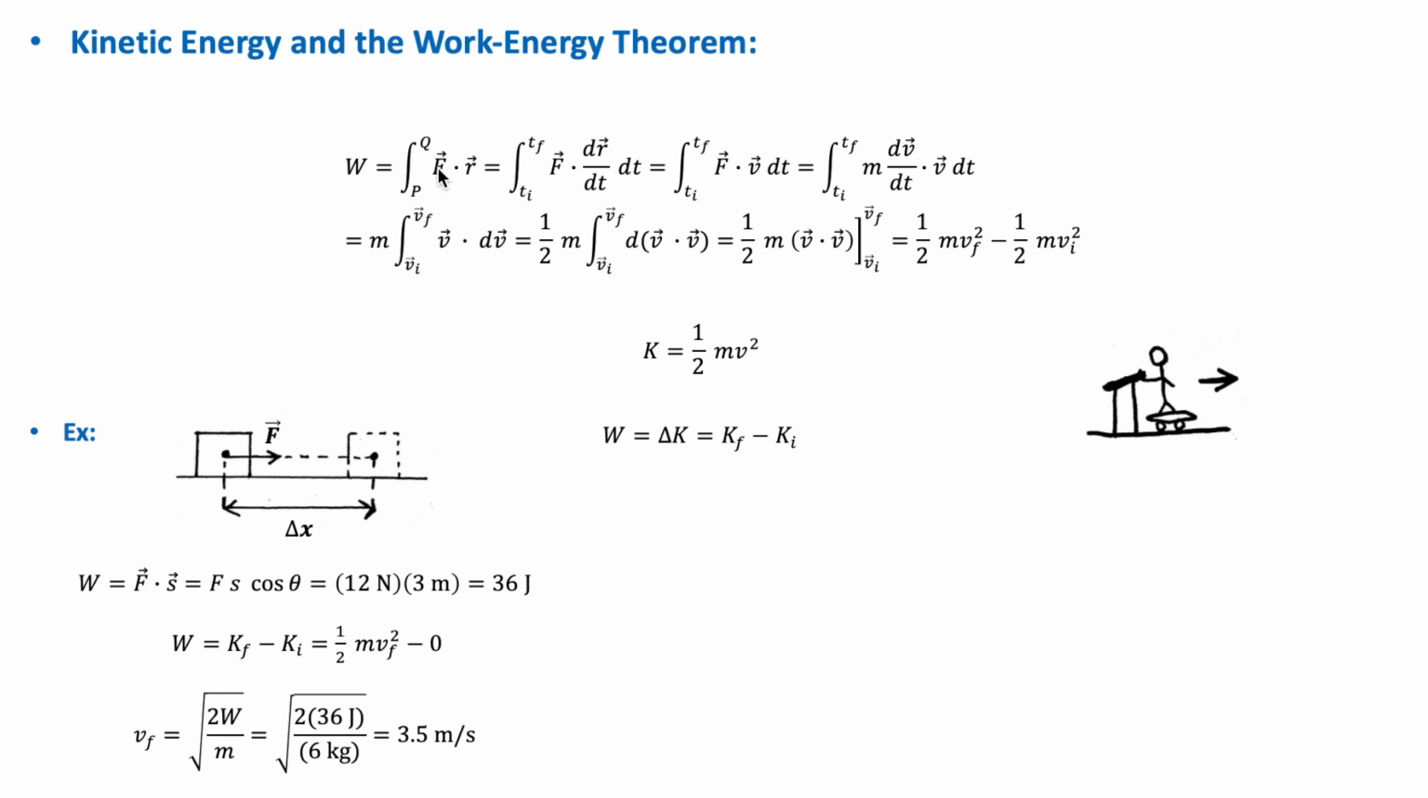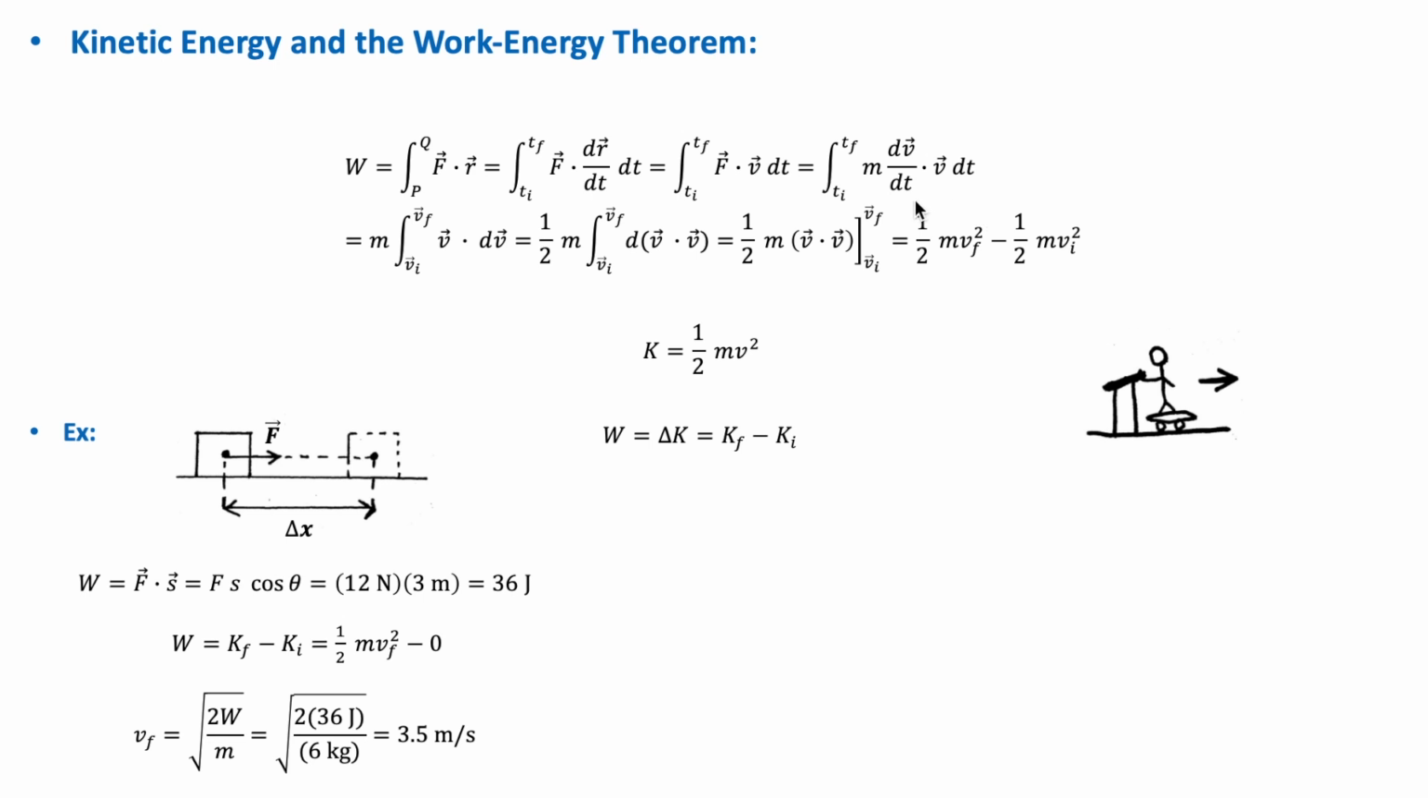Then the net work done on the particle as it moves from P to Q is given by this equation. So the work done is equal to the integration from P to Q of F dot dR. And if we multiply by dt and divide by dt, we get F dot v dt, okay? And F is equal to m dv over dt. And so this gives this equation, which can be expressed as half m times the integration of dv dot v. And it is equal to half m v final squared minus half m v initial squared.